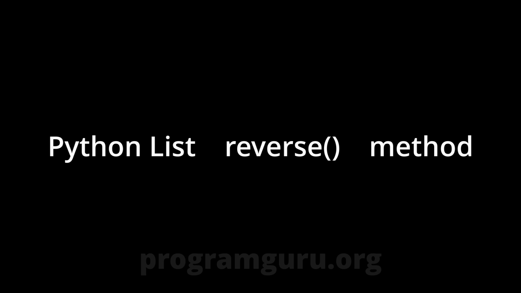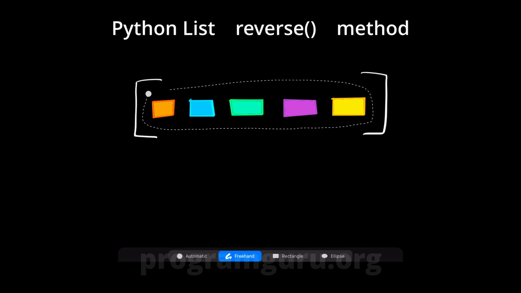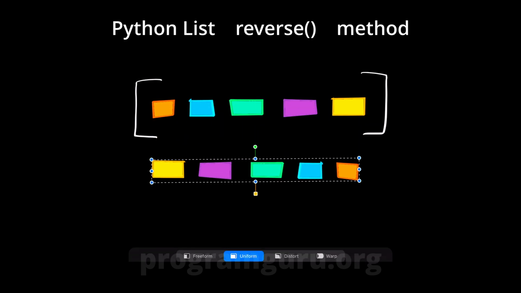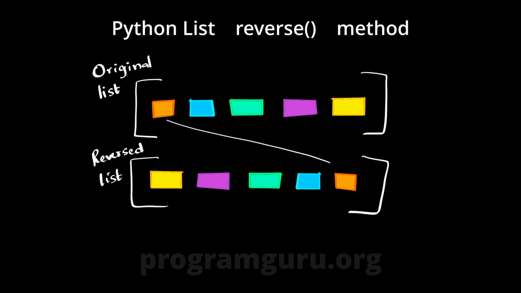Python list reverse method. In this video, we will learn about reverse method of list object, its syntax and examples. Consider a list of items. When we call reverse method on this list, the method reverses the order of items in the list. The first item becomes the last item and the last item becomes the first item.